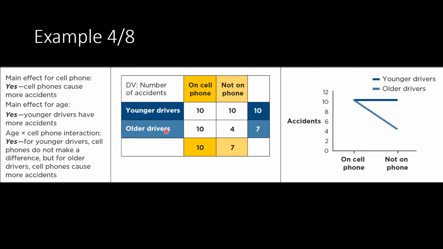The main effects here can be seen by looking at these columns, which are referred to as marginal means. And here you see that younger drivers tend to have more accidents on average than older drivers, so a main effect of age on accidents. You also see that when you're on your cell phone, people have more accidents than when they're not on their phone, showing again a main effect also of being on your phone. So here would be an example where all three of those things are significant.